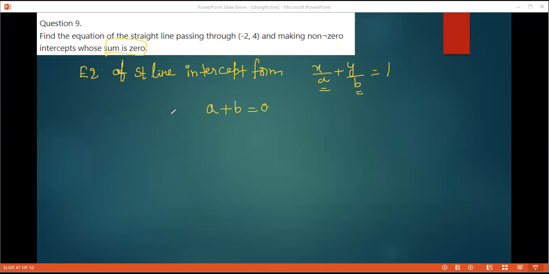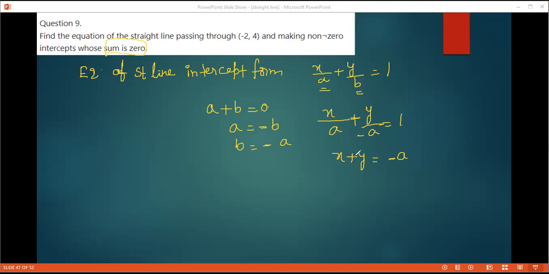Then what is given after that? Equation of a line, a plus b is equal to 0. Then a becomes minus b, or b becomes minus a. You can write b is equal to minus a. So can I substitute b as minus a in this? Yes, plus minus a, which is equal to 1. So x plus y is equal to minus a, we will get.